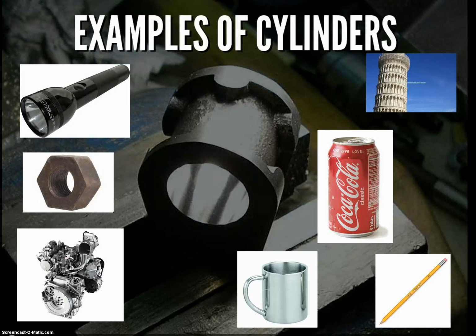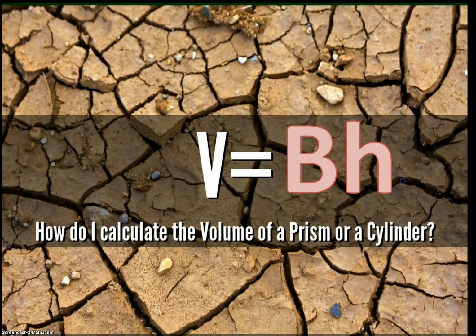Here are some real-world examples of cylinders. Flashlight, hex nut right here with the circle cut out, the cylinder cut out. We have a motorcycle engine that runs on cylinders. Machinery part, can of Coke, the Leaning Tower of Pisa. We have a coffee cup and a pencil. Those are just some real-world examples that I found.